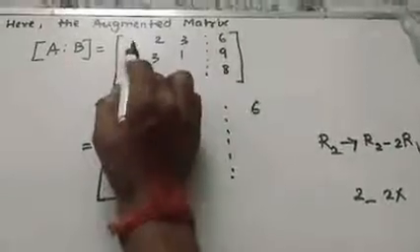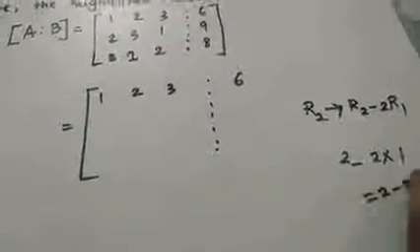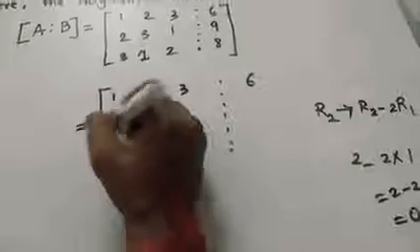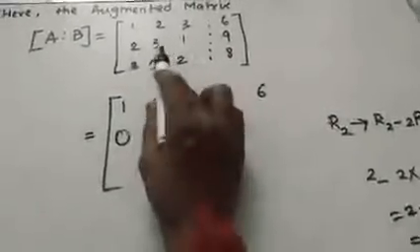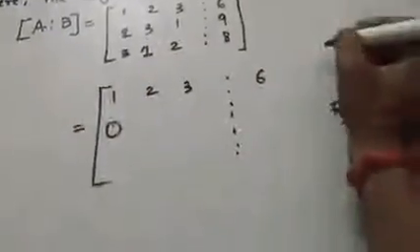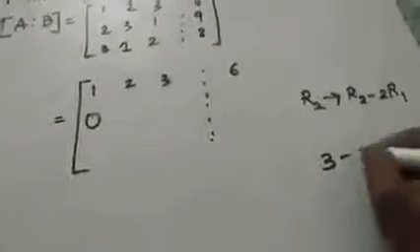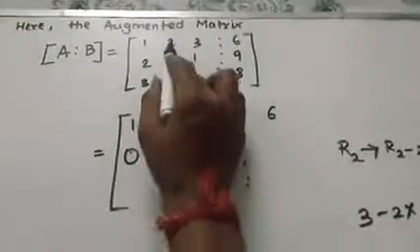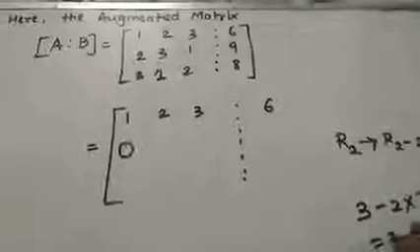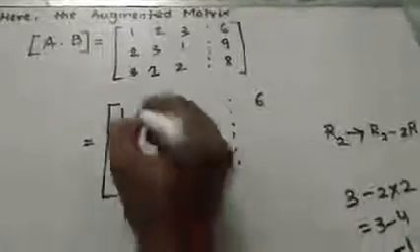What is R1 here? 1. So 2 minus 2, 0. For the first one, this is 0. Now for this element, R2, what is R2? 3. 3 minus 2 R1. What was the R1? 2. So 3 minus 4, minus 1.